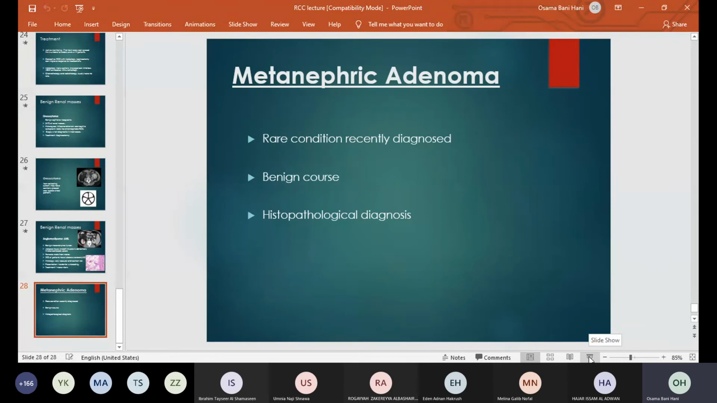Clear slides, and not busy slides. Simple and easy to memorize and know. Thank you, and may God give you strength.